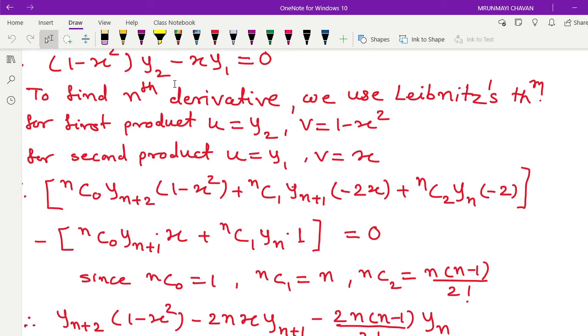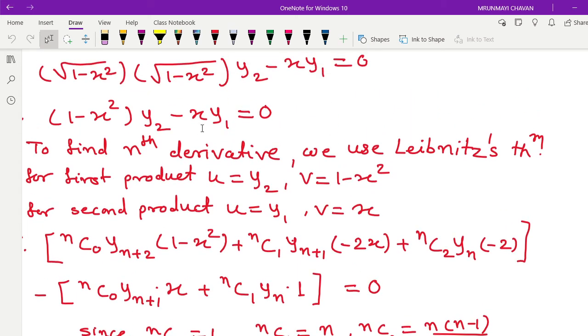Now minus nth derivative of this x into y1. So minus into bracket. First term is nC0 u^n. Here u is y1, so nth derivative of y1 is y_(n+1) into v. V is x. So into x.